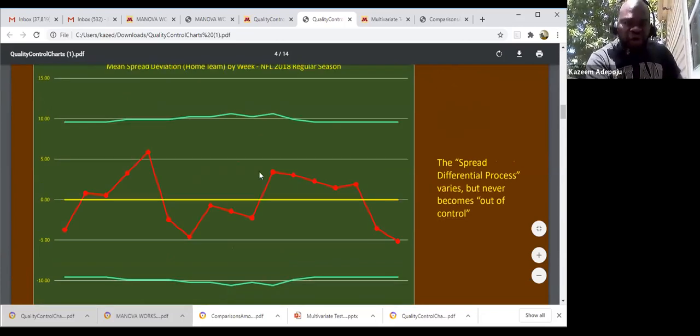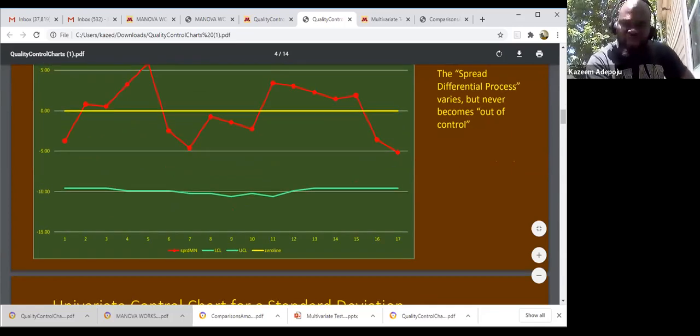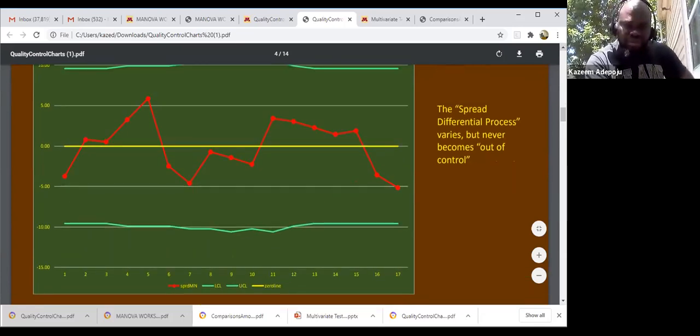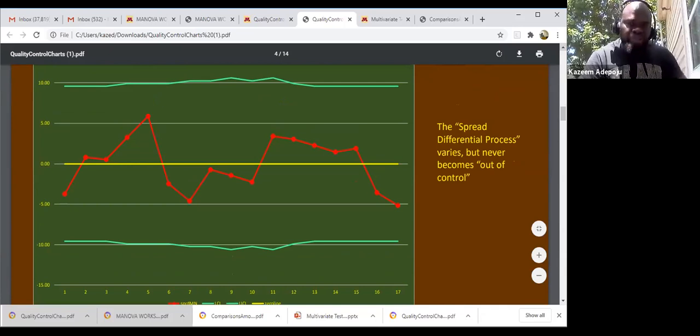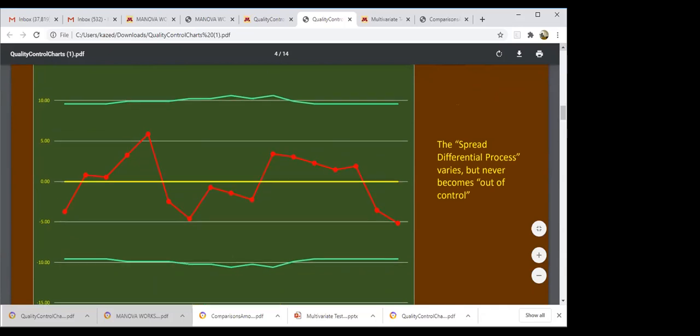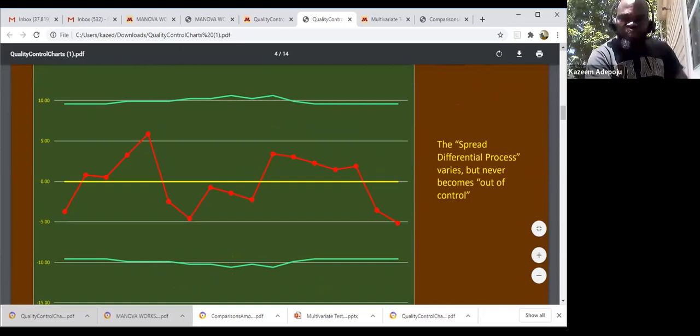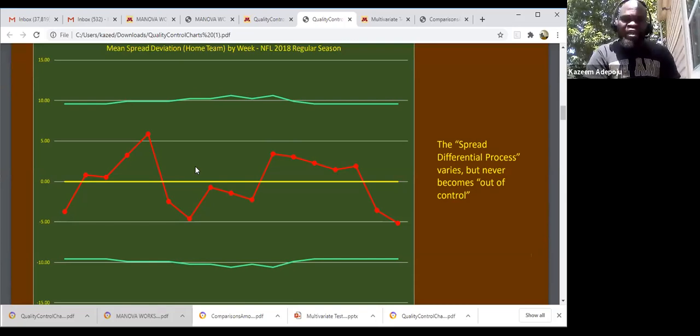Okay, now do we have a point that is outside the upper control limit or that is outside the lower control limit? Do we have any point? Is there any point? No. Okay. So it means the spread differential process varies. We know it varies, but it never becomes out of control. This is good.